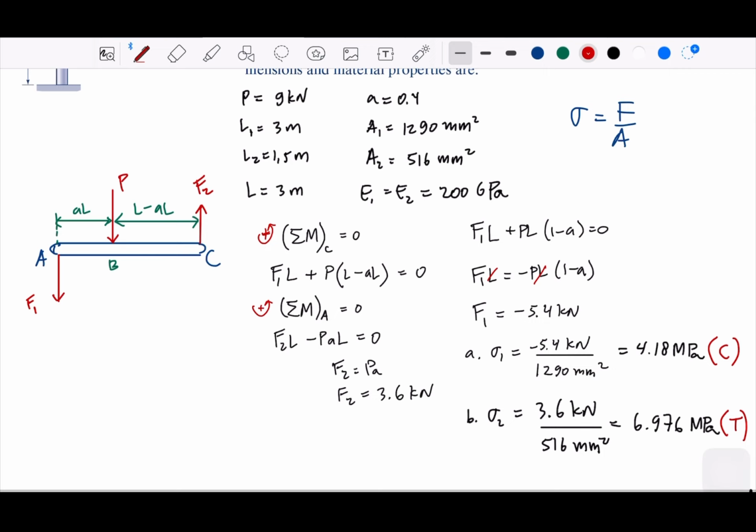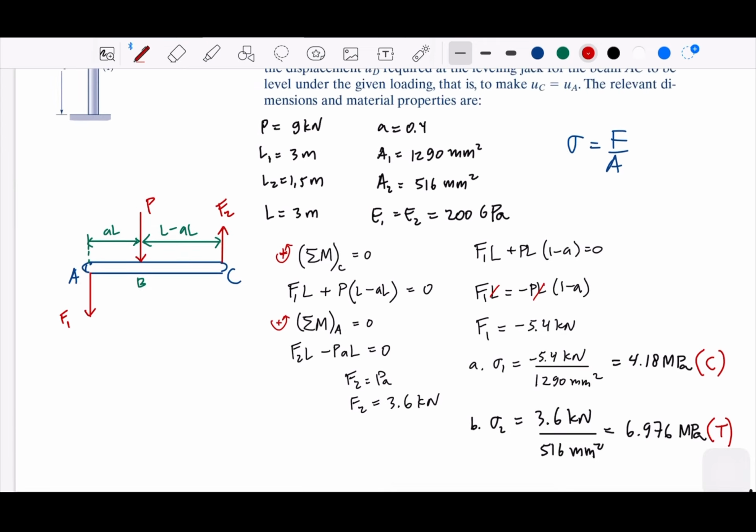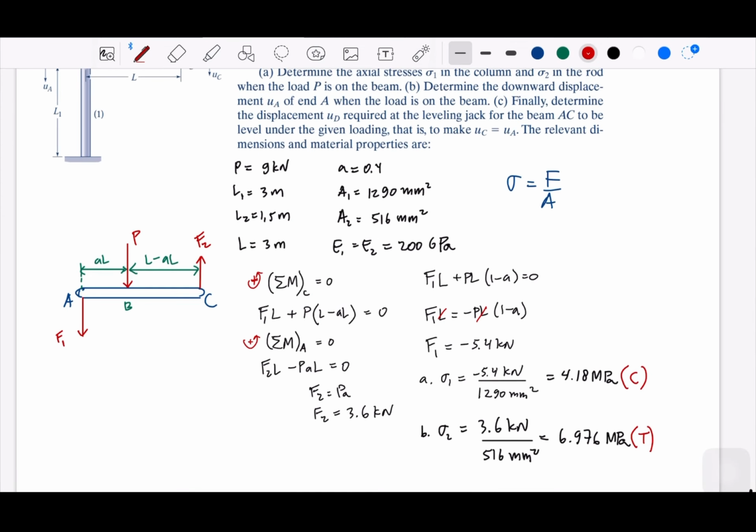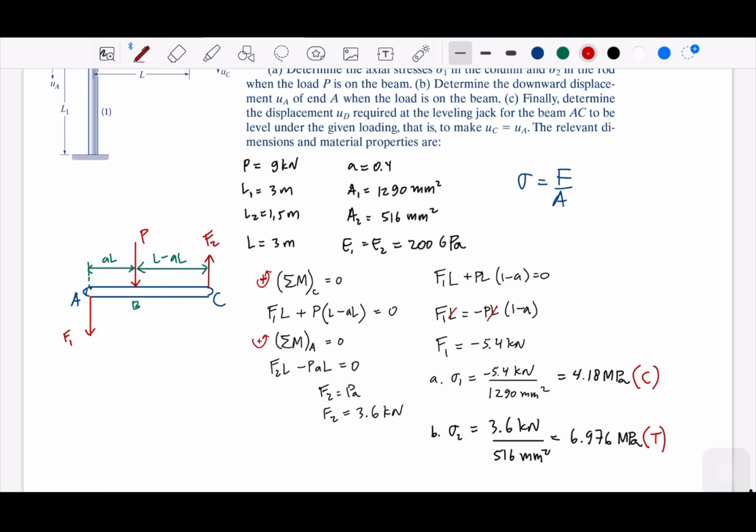So from the calculations, we see that on the column it will be reduced, the elongation will be shorter. I mean, the elongation will be minus. And for the second one, for the rod, the elongation will be positive, longer, stretched out. The rod will be stretched out. Okay, so the first part is done, statics.